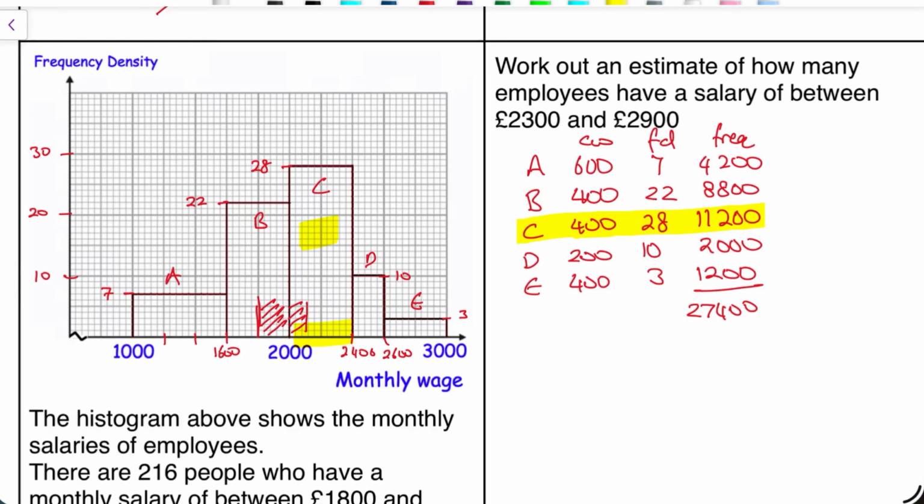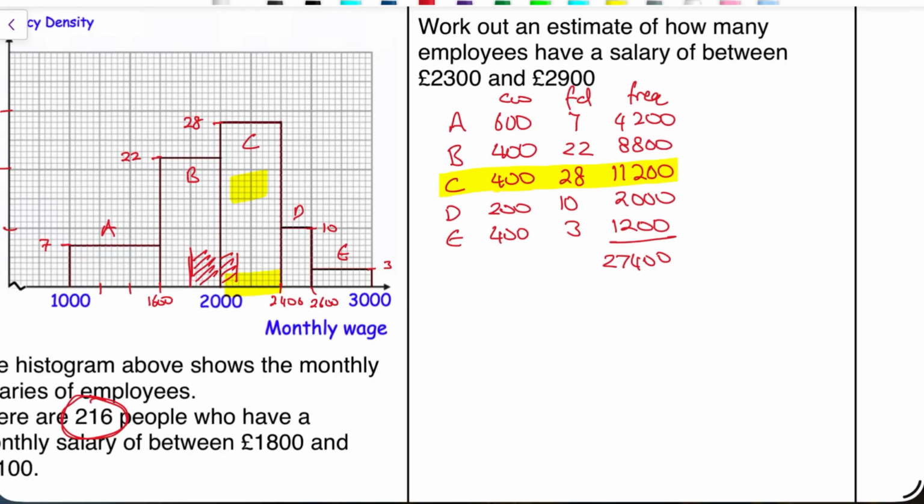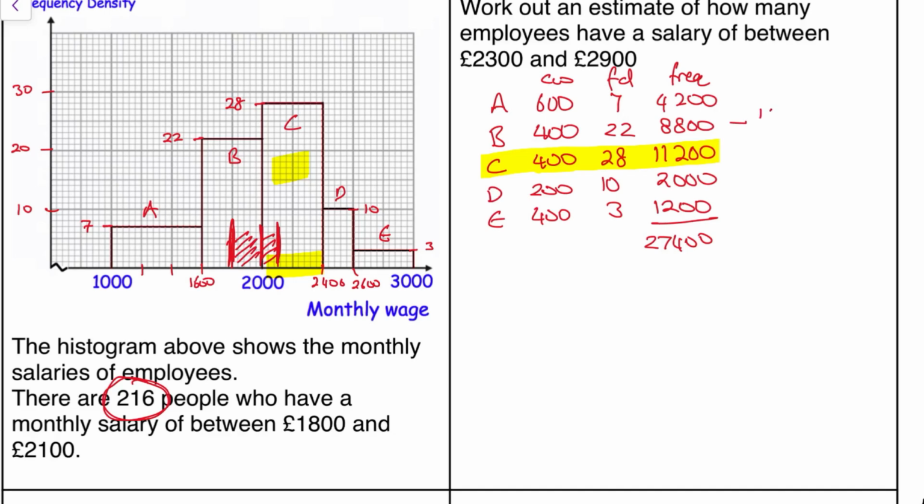So therefore the frequency, in other words, the area of that box C, is going to be 400 times 28, which is 11,200. Now what I need to do is work out the scale factor that gets from my frequency density to the 216 people that are between 1,800 and 2,100, as in the question. So the way I'm going to do that, now let's remember that 1,800 is here, 2,000 is here, and 2,100 is here. In other words, it is half of this, and it is a quarter of this number here. So a half of 8,800 is 4,400.